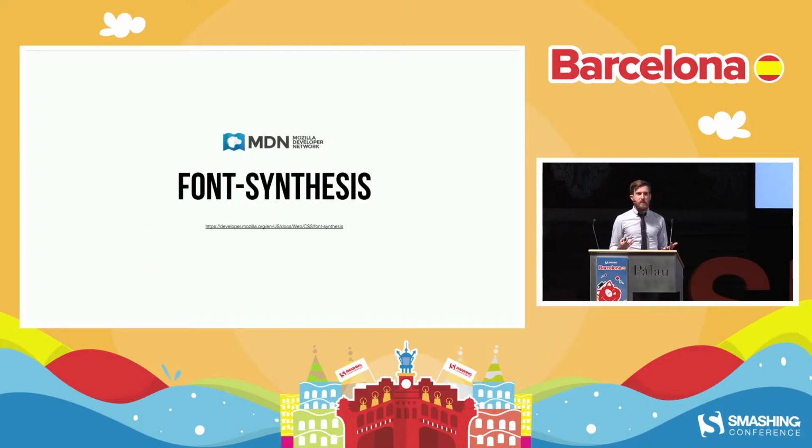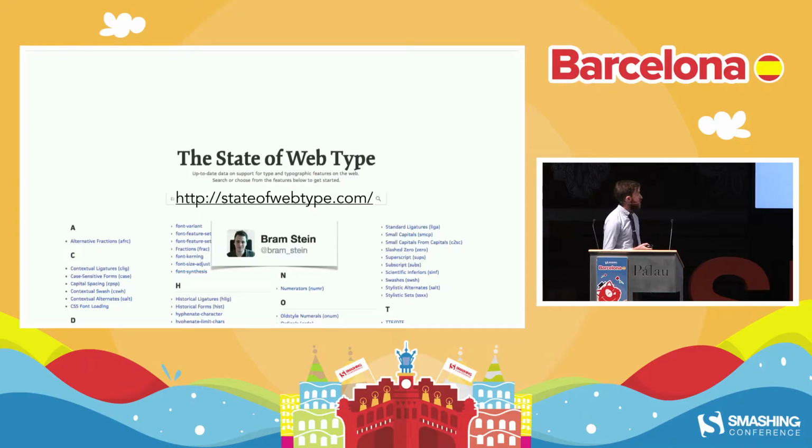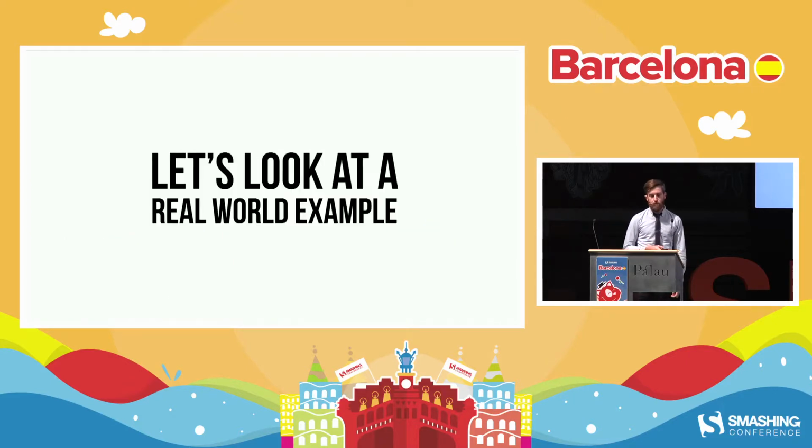So there is a font synthesis property that we can use to control this behavior, which is great, but browser support is not good. It's only supported in Firefox. And this compatibility table is actually from State of Web Type, which is a great website that documents different font features that are available in different browsers. It's made by Braunstein. He speaks at SmashingConf. Not this one.